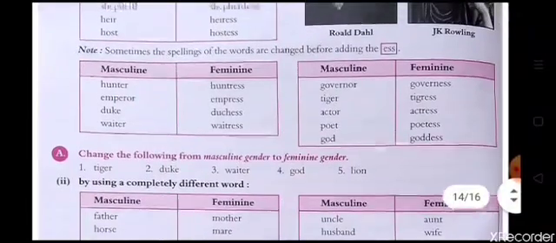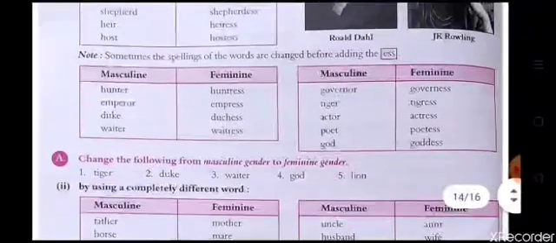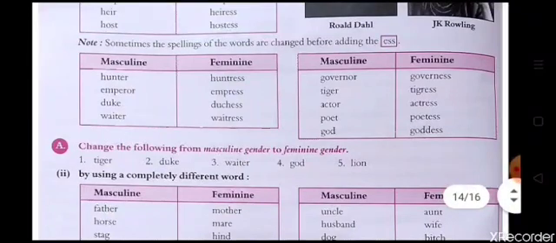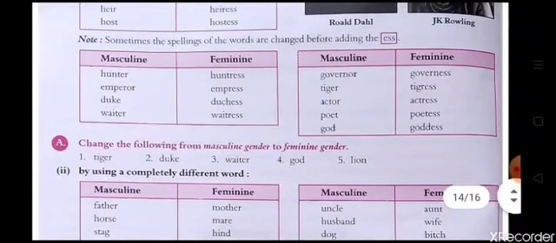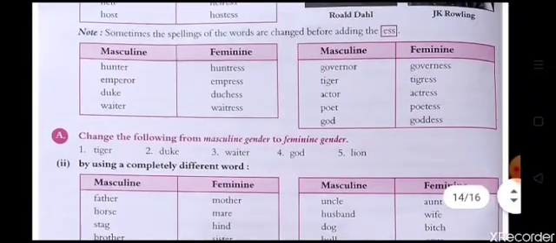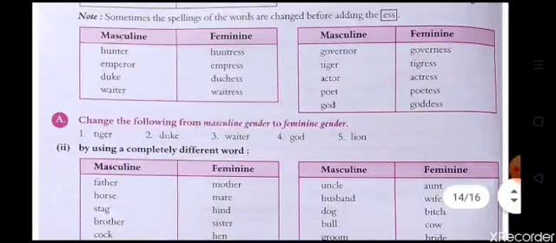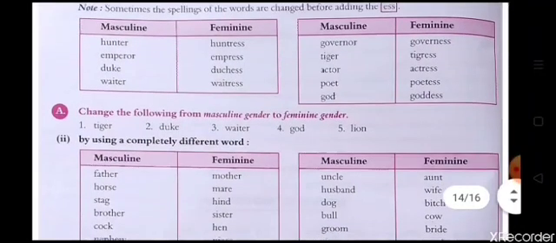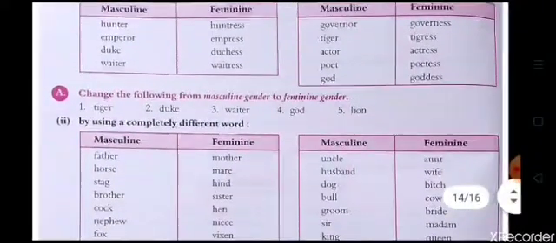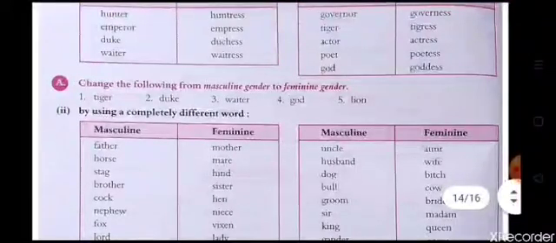Sometimes the spelling of the words is changed before adding the ess. Hunter, huntress; emperor, empress; duke, duchess; waiter, waitress; governor, governess; tiger, tigress; actor, actress; poet, poetess; god, goddess.